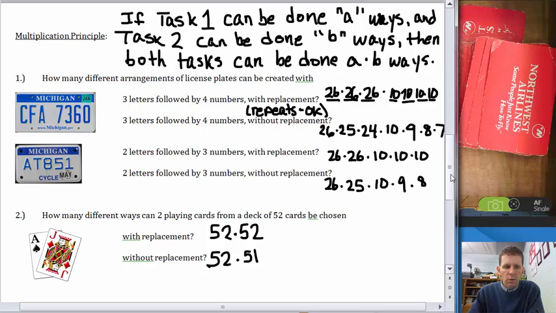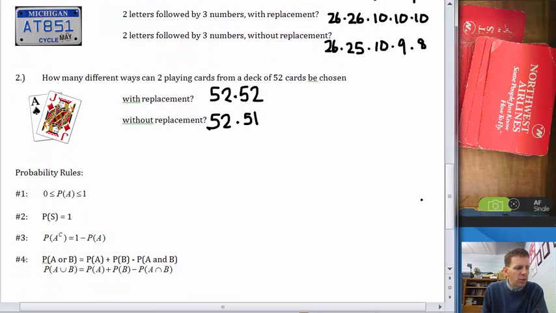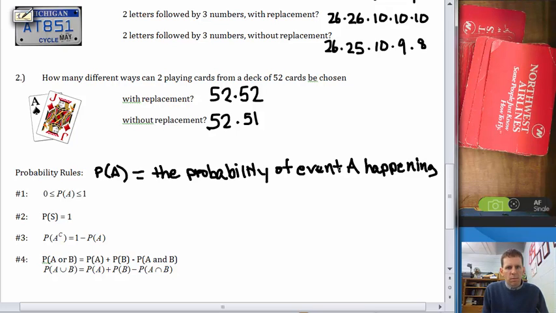So we wrap up today with some basic probability rules. We'll talk more about probability in the upcoming days, but some basic things that you should know about probability. First of all, when you see the notation P of A, this is referring to the probability of event A happening. The capital P stands for probability. A is the event that's occurring.